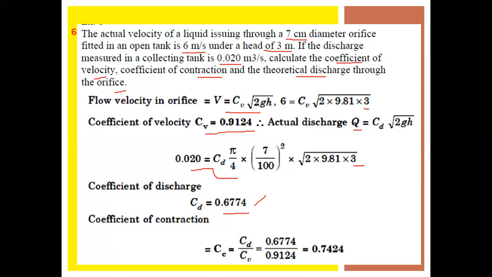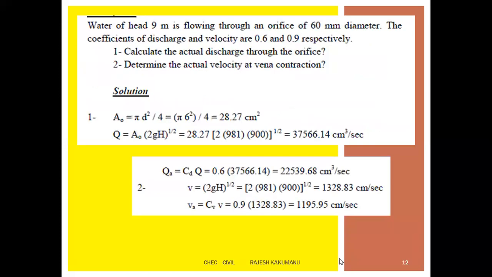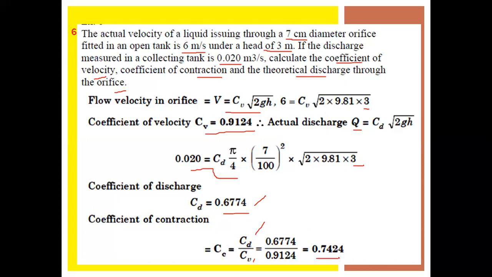Then what is the coefficient of contraction? CC is equals to CD by CV. So we got the CD value, we know the CD value. So substituting this one, we will get the coefficient of contraction is 0.7424. Very simple problems, right? Understood? So very simple and straightforward problems.